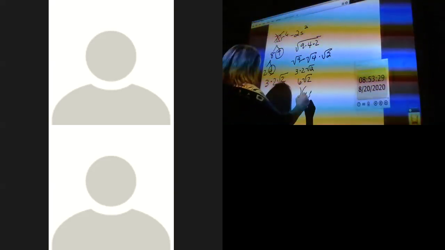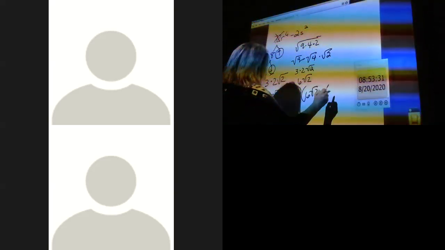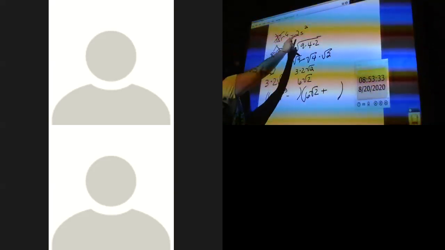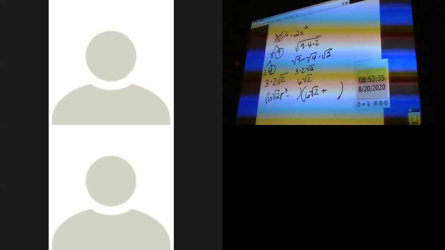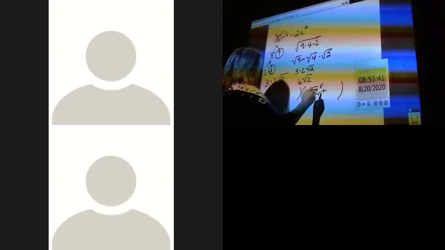What's the square root of r squared? I mean r to the 6th. R to the 3rd. And then we've got minus something, and then 6 times the square root of 2 plus something. Now we've got to deal with this one. Don't forget the R squared. I mean, R cubed. Thank you.